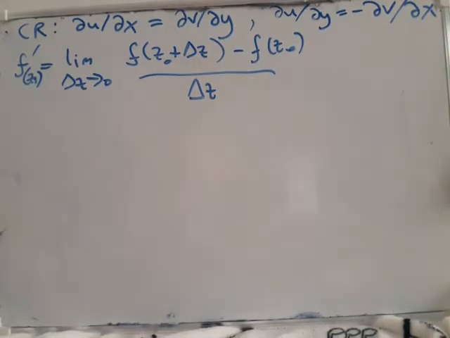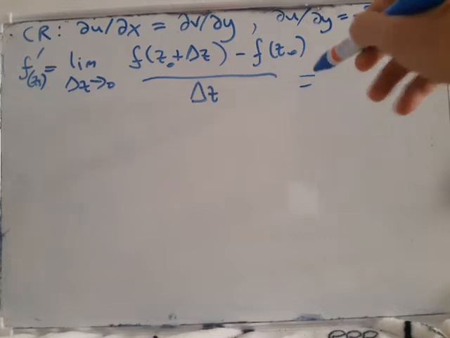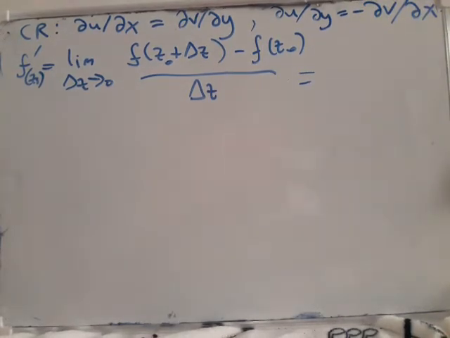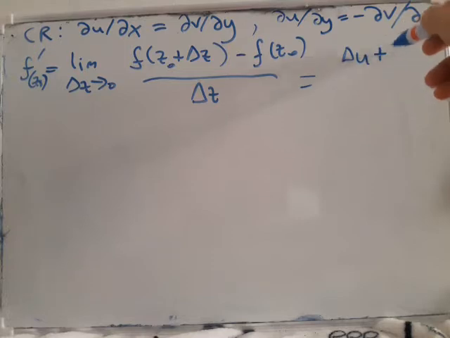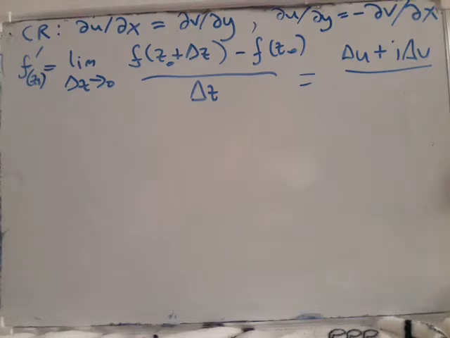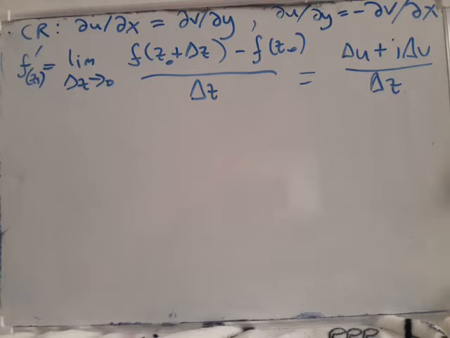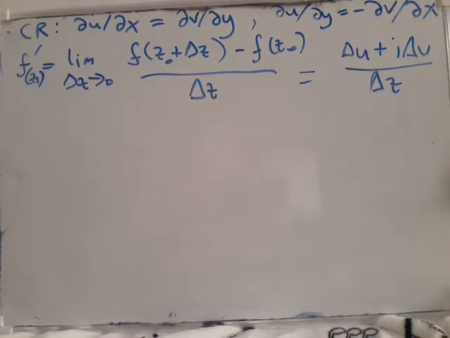Delta z. Now we're going to write this bit here, this top bit, as delta u plus i delta v. Okay, no reason why we can't do that. Now, the whole idea is that as delta z tends to 0, it can do so in any direction.